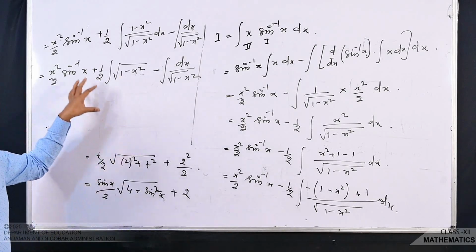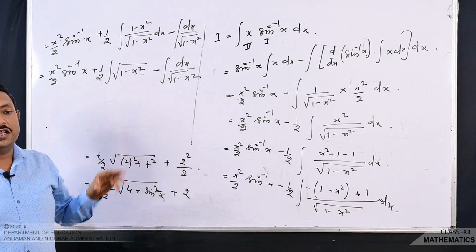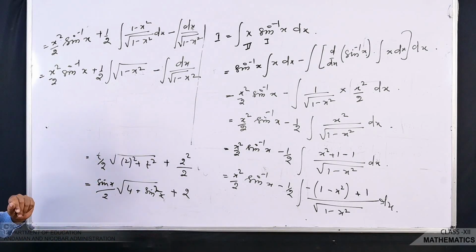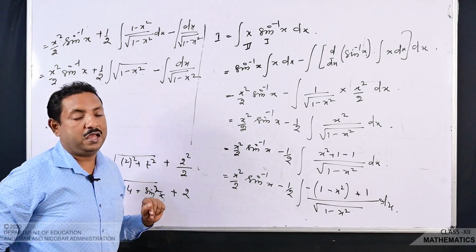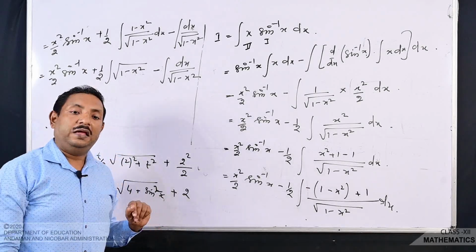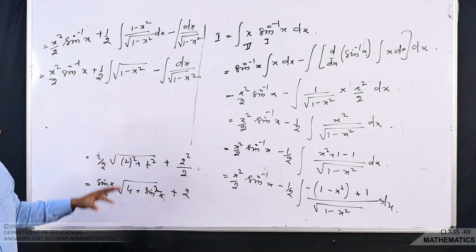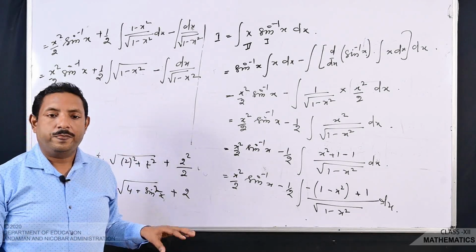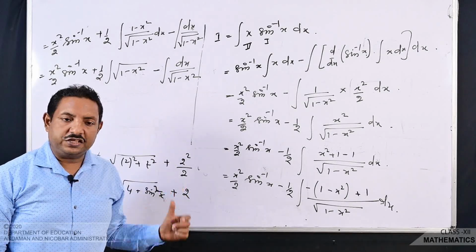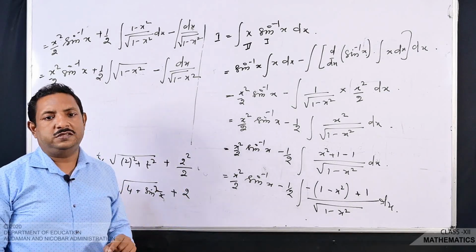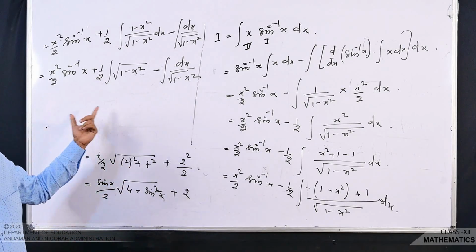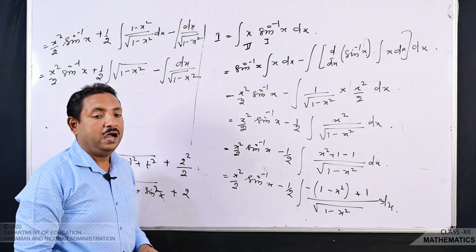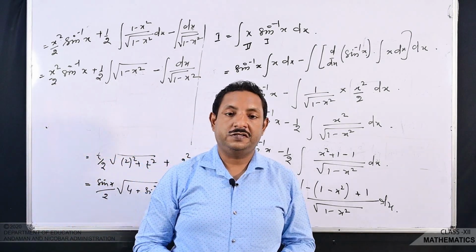So, this way you can apply the special 3 forms: root under x square plus a square, root under a square minus x square, as well as root under x square minus a square. Likewise, you can apply these 3 forms over these integrations. Integration by parts, integration by substitution, all methods may require the use of these special forms. With this, we have completed our indefinite integrations.